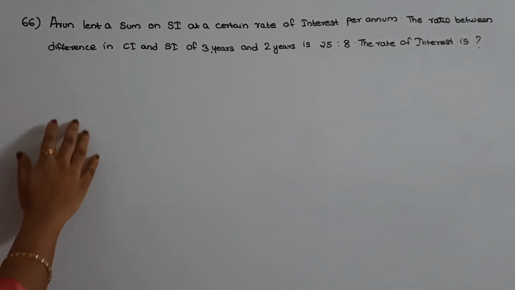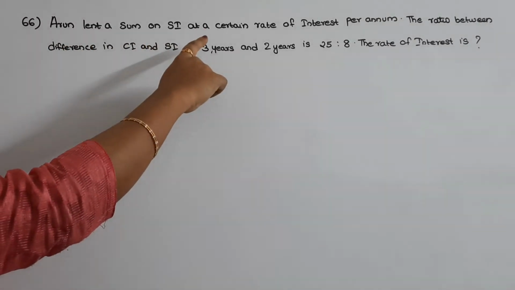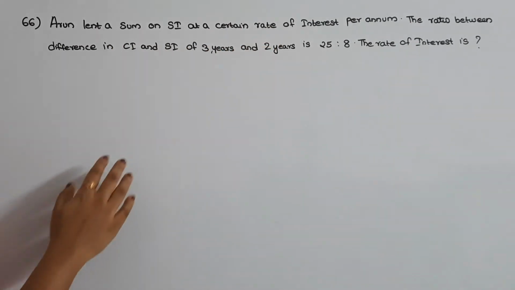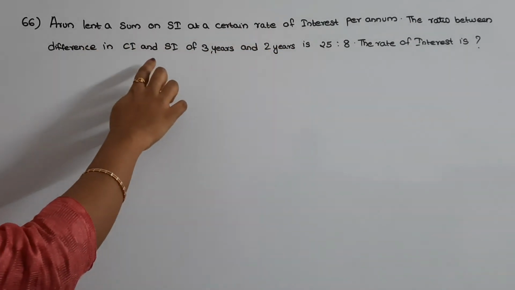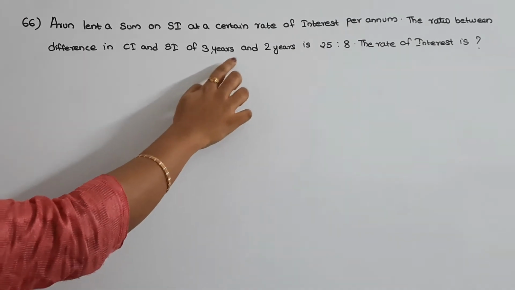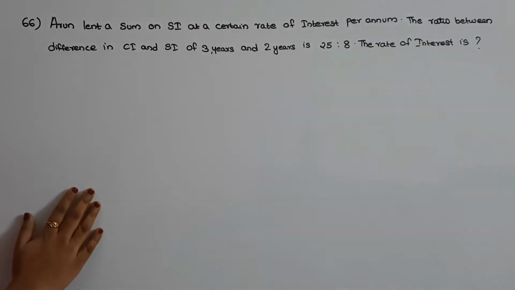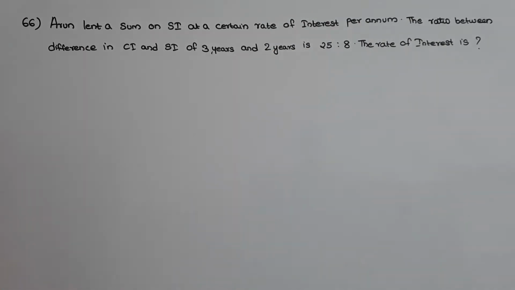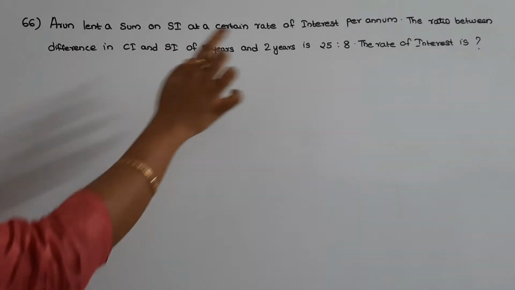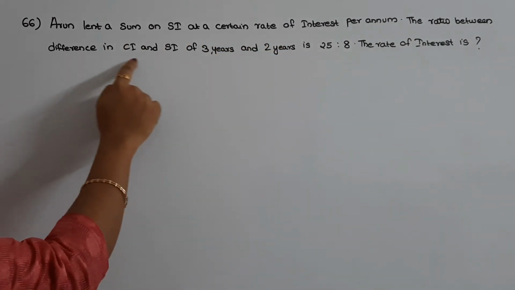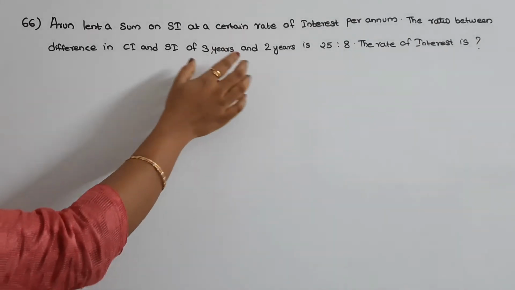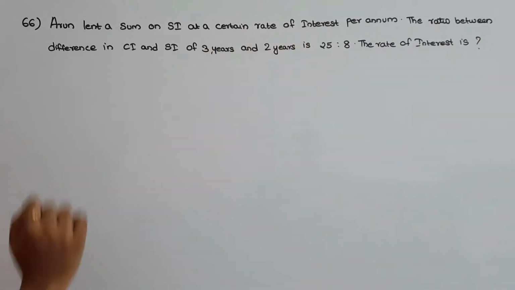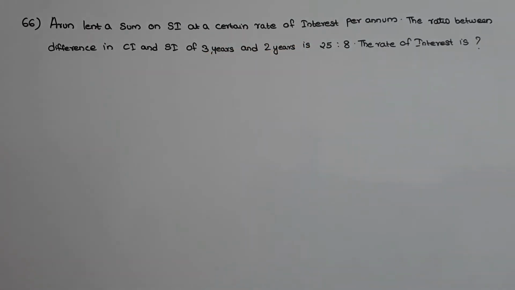The next question is, Arun lent a sum on simple interest at a certain rate of interest per annum. The ratio between difference in compound interest and simple interest of 3 years and 2 years is 25:8. The rate of interest is? So in this question, they have given the ratio between the difference in compound interest and simple interest for 3 years and 2 years. We need to find out the rate of interest.